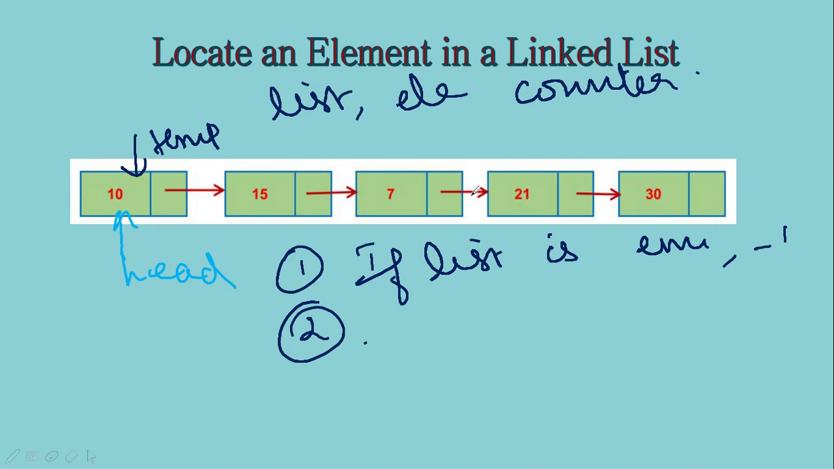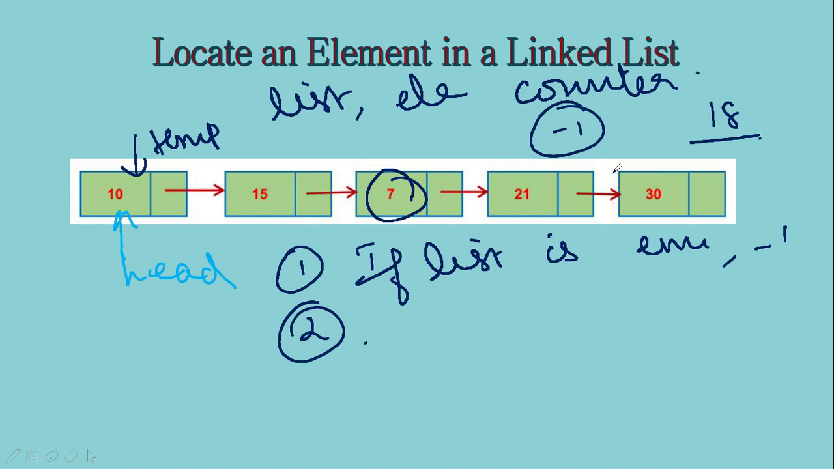For example, if you are searching for element 7 in this list, then the algorithm should return 3, because it is in the third position. So it should return 3. And for example, if you are searching for an element which is not present in the list, for example, I am searching for 18, and 18 is not present in this list, in that case I expect the algorithm to return -1.